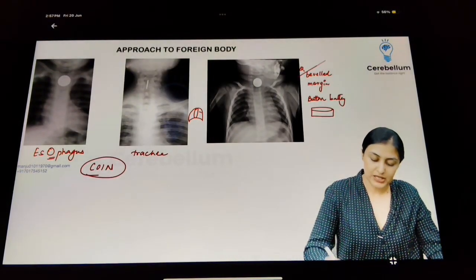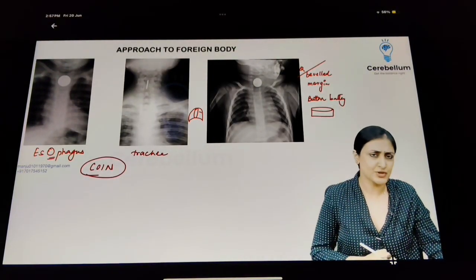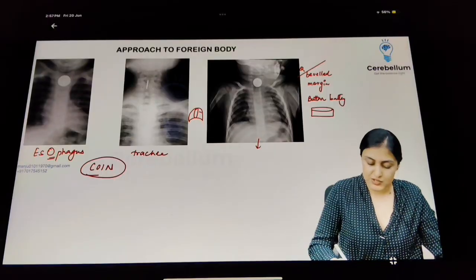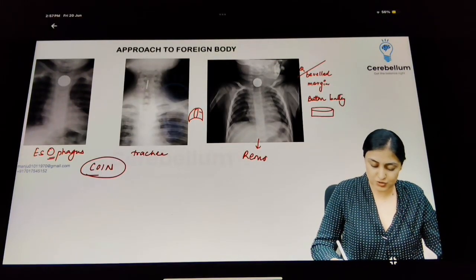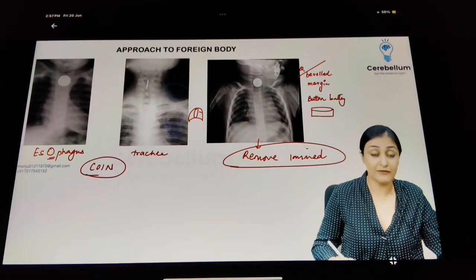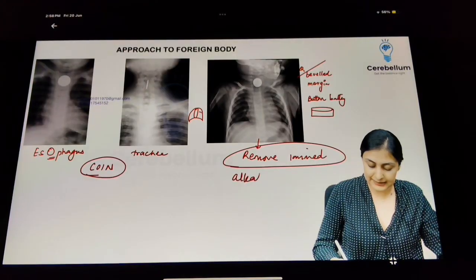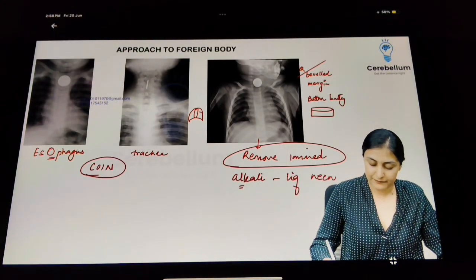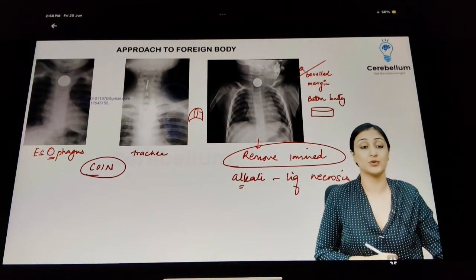Last INICET question, right? So this is about the approach. Now they can ask you what will you do next. It's more ENT domain, but just to finish it. So here, anytime you have a button battery, you just need to remove immediately. Irrespective of where it is, you have to remove because these button batteries have alkali, you know, L for liquefactive necrosis. So this is what is the result, and that's why you need to remove it immediately.